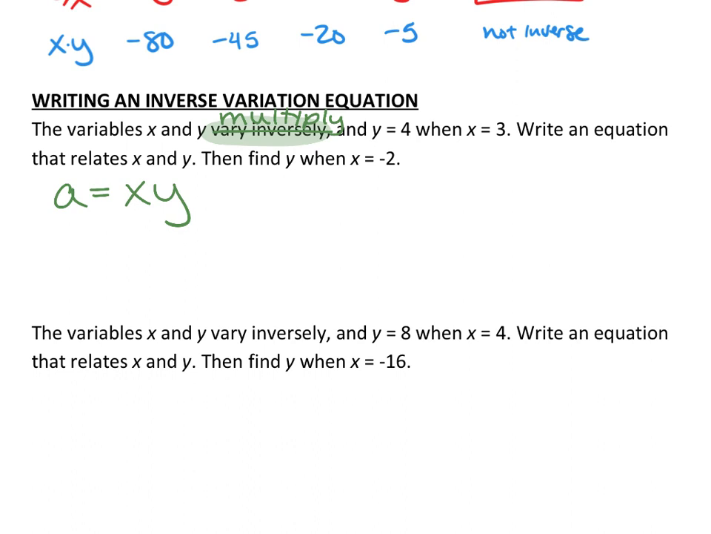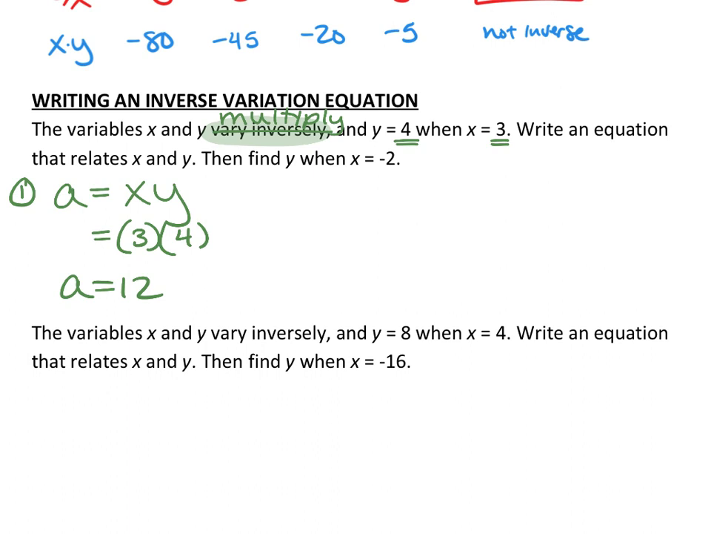So this is the first step, and we're going to label these steps so that you can look back at your notes and follow the steps. So if I find a, that means I need to take the x and the y value that they gave me in the problem and multiply them together. So what is 3 times 4? 12. So my constant of variation is 12.